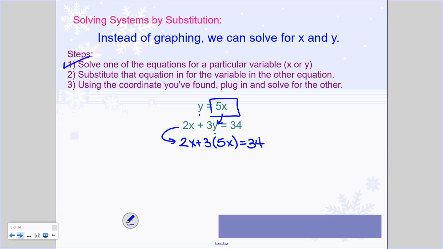So from here, the beauty of that step is that now we just have one variable all the way through our equation, and we can now solve for x. So 2x plus 15x equals 34, and now all I do is combine like terms and isolate my x. So x equals 2. All right, that was step 2.